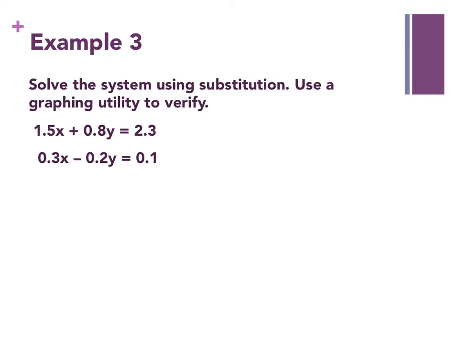All right, this one says, solve the system using substitution and then use a graphing utility to verify. So now I've got decimals. You're going to see decimals, you're going to see fractions, yuck, right? But how do I get rid of them? Multiply. What would I multiply the top one by to get rid of all those decimals? 10. So I need to move my decimal one place to the right, which would be times 10. So 15x plus 8y equals 23.